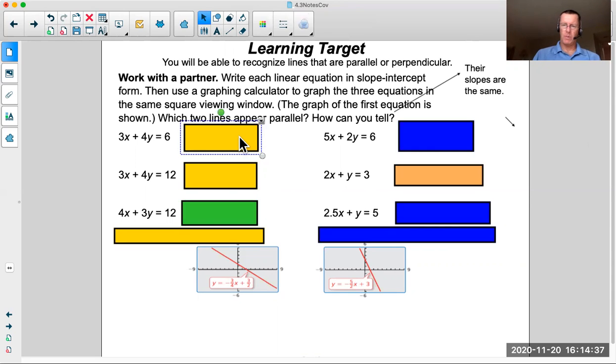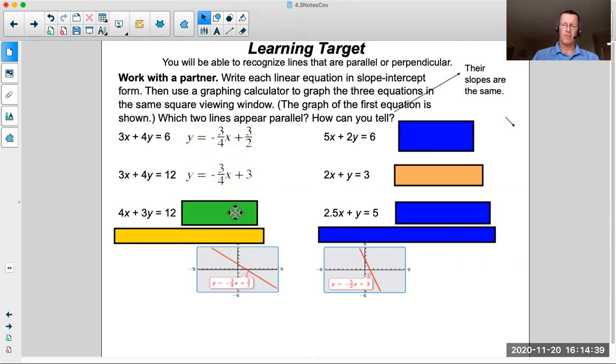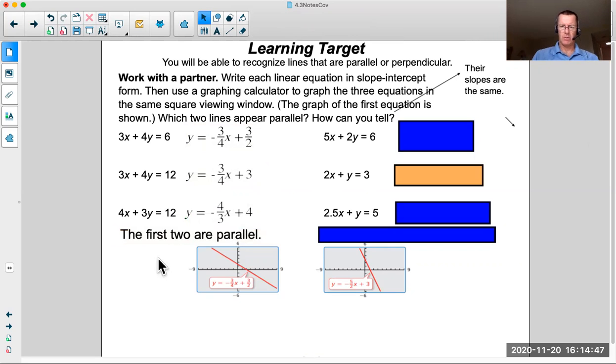All right, so hopefully when you put these first 3 into slope-intercept form, you got that. And then you went and you graphed them, and what did you notice? The first 2 are parallel. Yeah, the first 2 are parallel. Why? Same slope, and different y-intercepts. If they were same slope and same y-intercepts, then they would be the same line, right? Okay, awesome. And this one would also slope down to the right, but it would not be parallel. It would be steeper. Okay, how about these 3? Go ahead and do it.